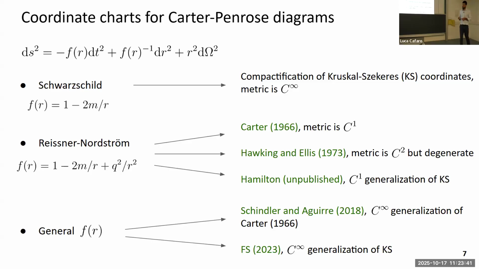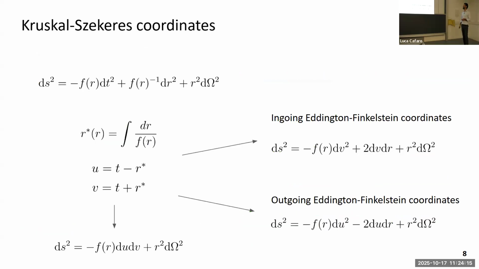Schindler and Aguirre recently generalized the construction by Carter, and so they found a map for a general f in which the metric can also be smooth. And these coordinates are very nice, and they're adapted to give nice looking diagrams in most situations. However, these coordinates are quite complicated and they lack a physical interpretation. What I will use instead are coordinates which are a generalization of the Kruskal-Szekeres coordinates and in which the metric is also smooth. So let me introduce Kruskal-Szekeres coordinates.